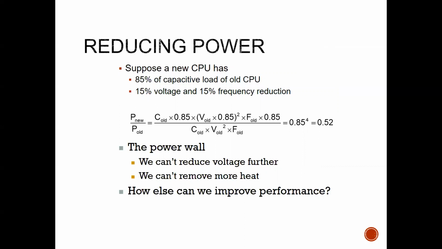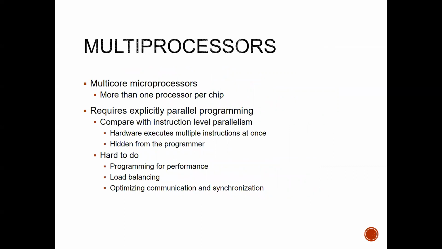We cannot remove more heat. So how can we improve performance? Multi-core microprocessor: more than one processor per chip. This requires explicit parallel programming, compared with instruction-level parallelism.